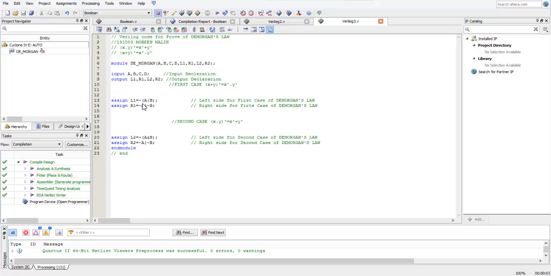As you can see, (A or B) whole complement is the left hand side of the first equation, and A complement and B complement is the right hand side of the first equation. Similarly, (A and B) whole complement is the left hand side of the second equation, and A complement or B complement is the right hand side of the second equation.